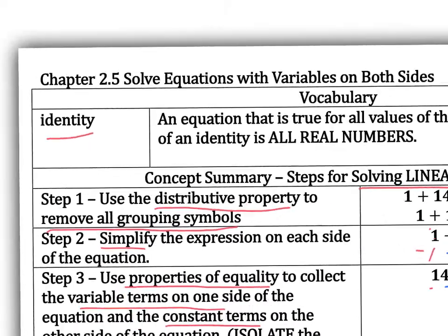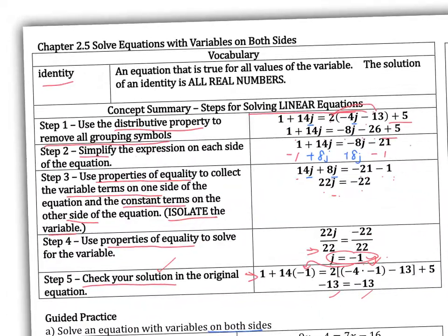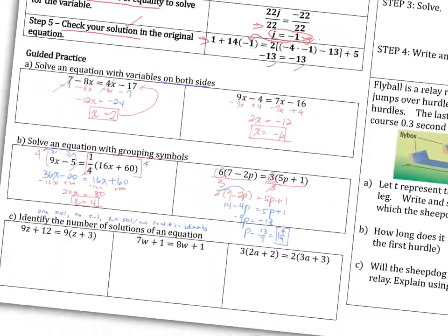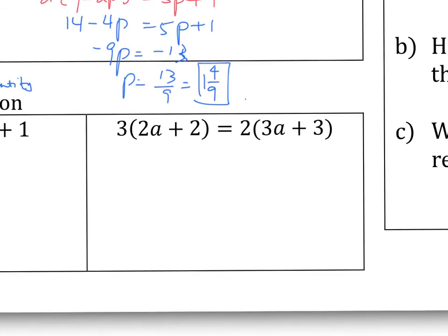So this brings us back to the vocab term. An identity is an equation that is true for all values of the variable. That means the solution of an identity is all real numbers. So let me first solve an equation that has a solution of all real numbers.